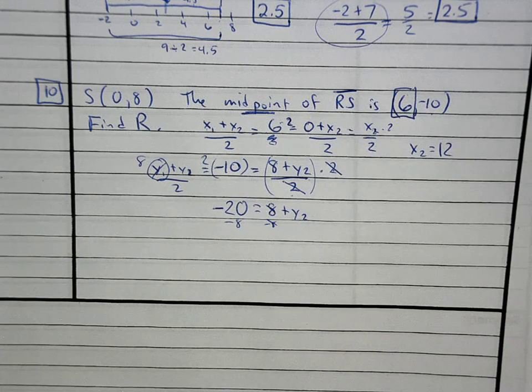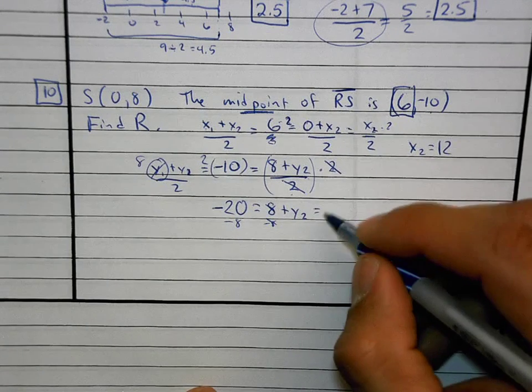You owe somebody $20. You owe somebody else $8. How much do you owe? You owe $28 to lots of different people. Don't owe too much money to people.